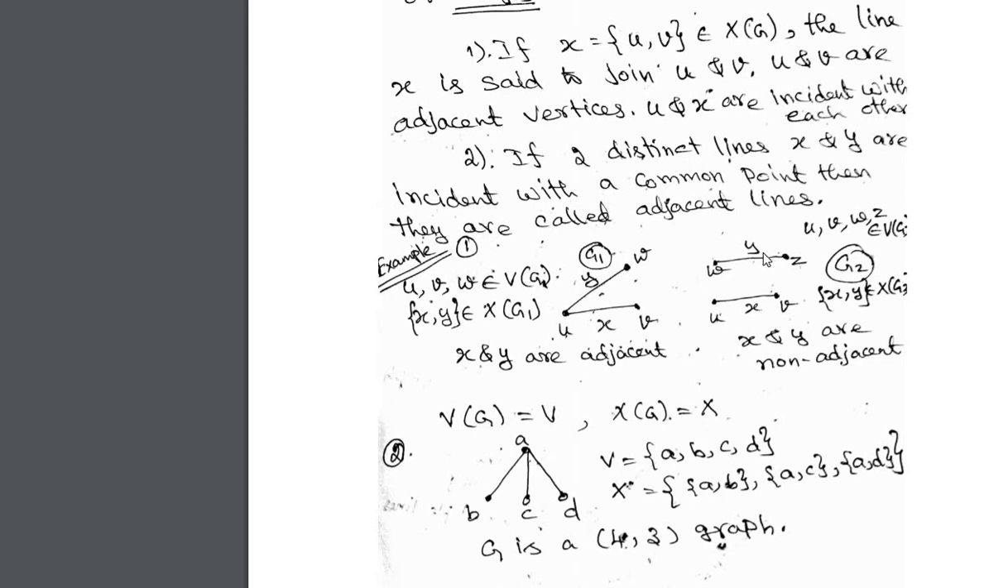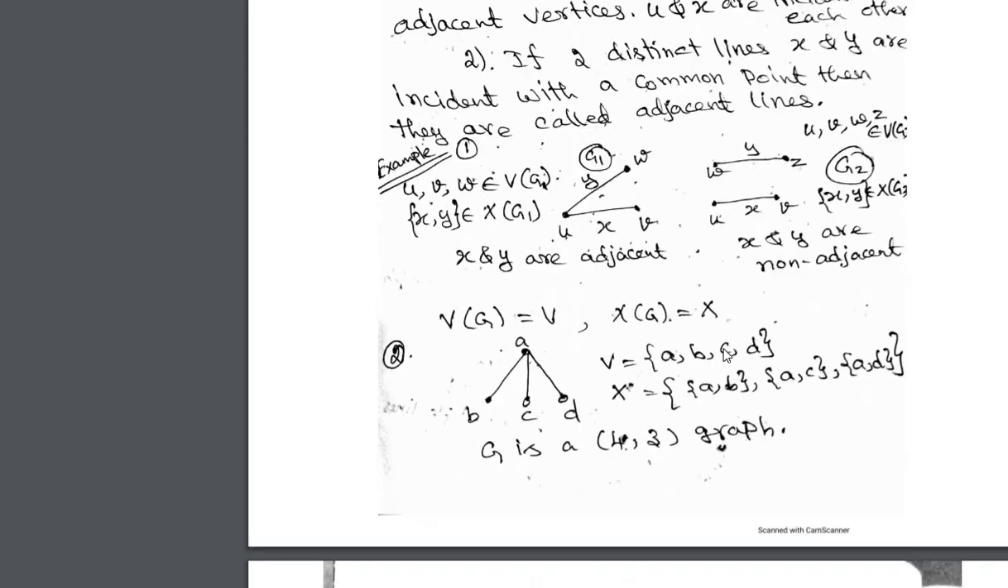Here what about the lines? Whether they are adjacent? No, they are not adjacent lines here because they don't have any common incident vertices. So X is separate, Y is separate here. So X and Y are non-adjacent lines here, right? And U and V are adjacent vertices, W and Z are adjacent vertices. But here U and W are non-adjacent, V and Z are non-adjacent here. So I think all of you are clear about this concept. Adjacent vertices, adjacent lines, you have studied now.